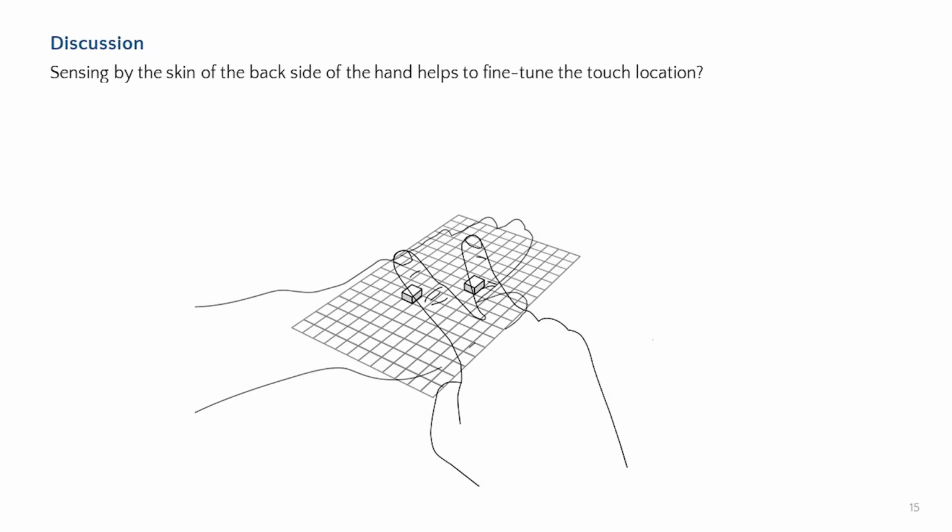We designed ThroughHand based on the idea that touching the back of the non-dominant hand helps in fine-tuning the touch location through the feedback loop between tactile sense and finger movement. However, we could not confirm this idea's effects.